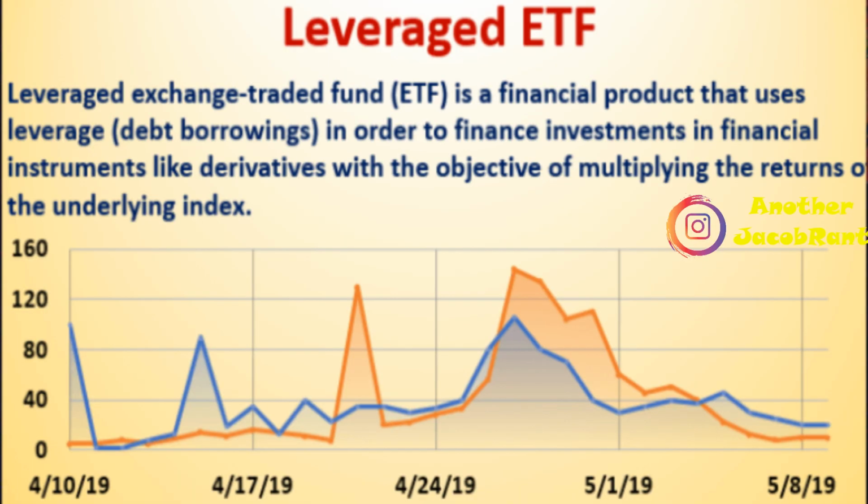A leveraged ETF amplifies the returns of an underlying index. While a traditional ETF tracks stocks in its underlying index on a 1-to-1 basis, a leveraged ETF may aim for a 2-to-1 or 3-to-1 ratio. In other words, 2 times or even 3 times the gains and losses.